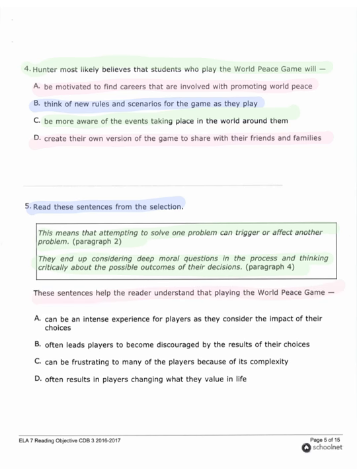These sentences help the reader understand that playing the World Peace Game, A, can be an intense experience for players when they consider the impact of their choices. B, often leads players to become discouraged by the results of their choices. C, can be frustrating to many of the players because of its complexity. D, often results in players changing what they value in life. Please continue to slide 6.